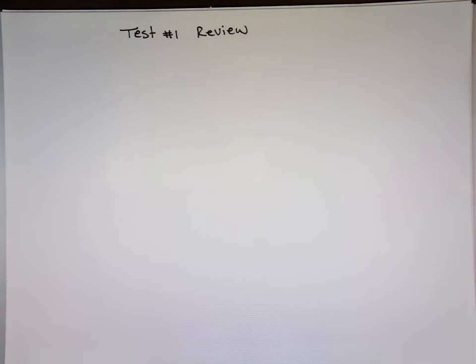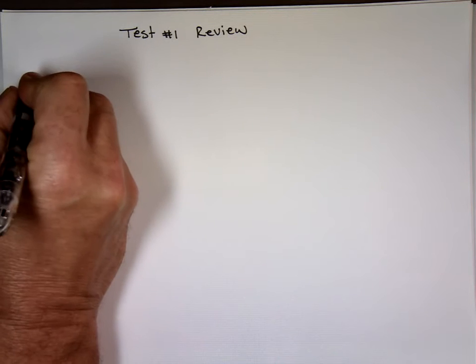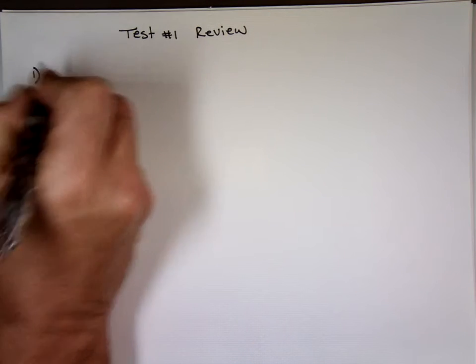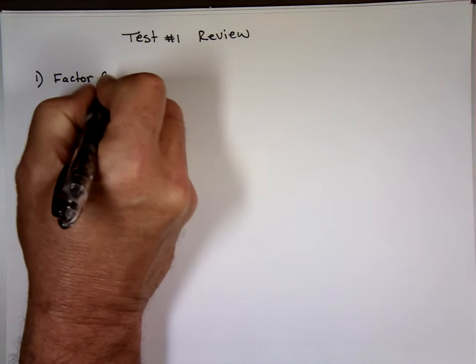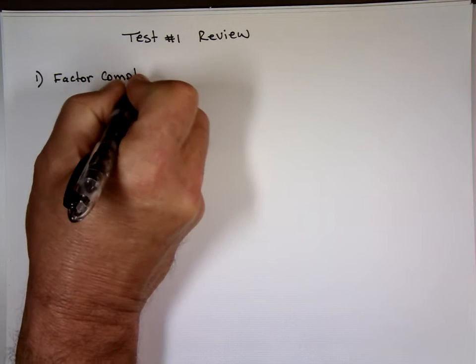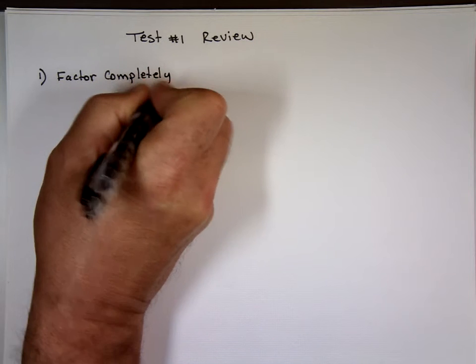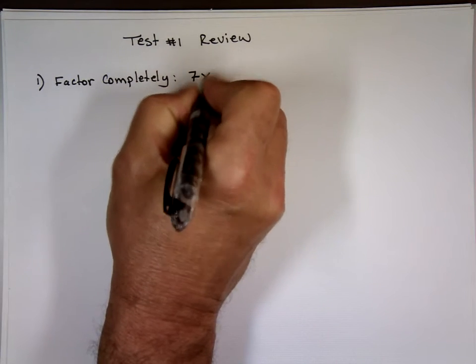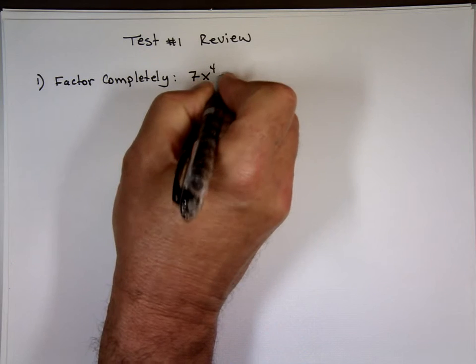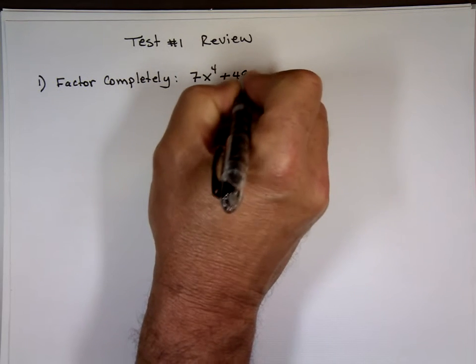Let's look at test number 1, which actually covers chapter 6 only. So the first question, factor completely. And the problem is 7x to the 4th plus 49x squared.